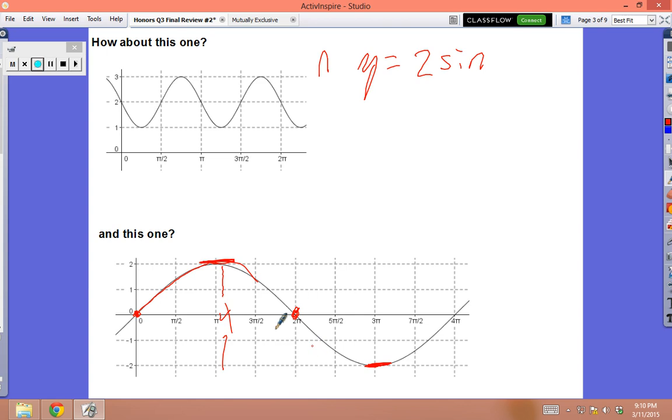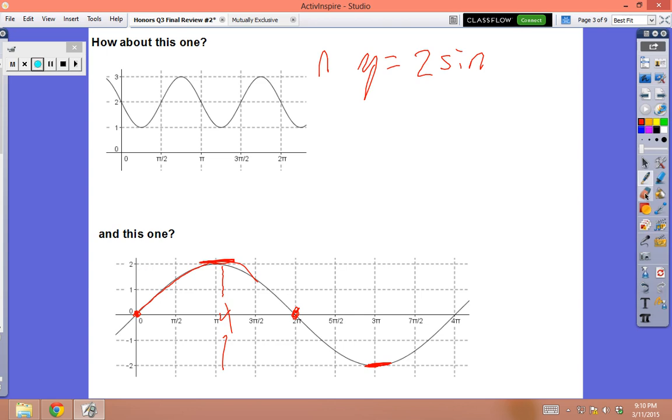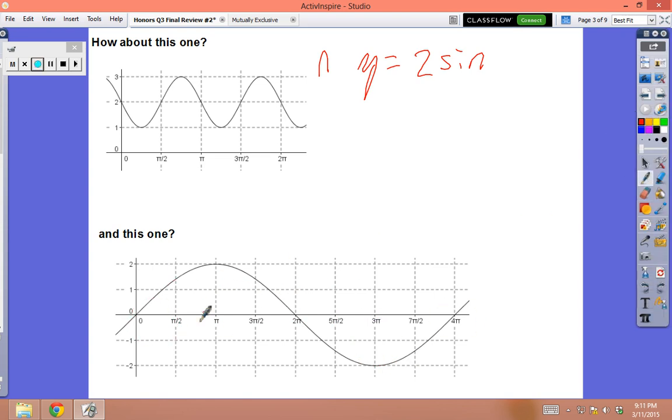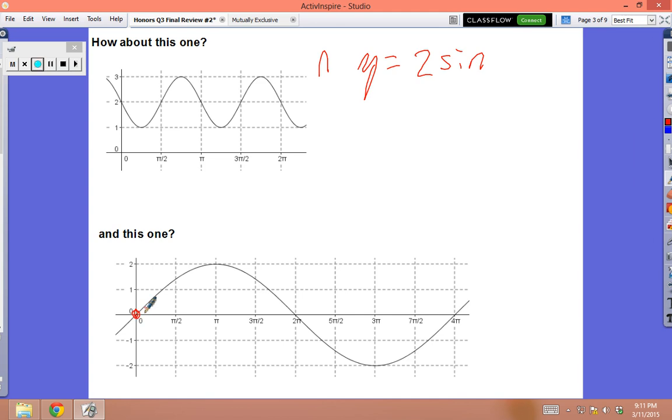Okay, now the k is 0. There's not a k, there's no vertical shift. And there's no h, because I'm not going to give you a phase shift. So let's find the period. Let's find b. So the period, you're going to go up to 1, down to 0, -1. Right there is one rotation. That is one cycle.